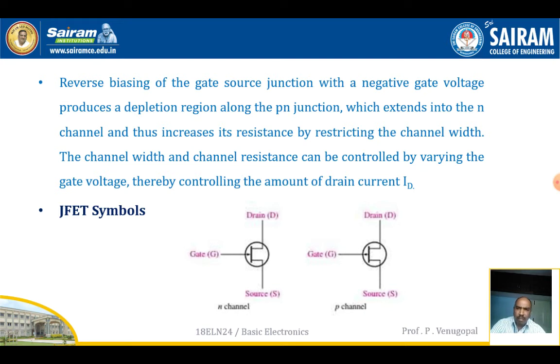So you already studied the PN junction diode. When the PN junction is forward biased, the depletion region is narrow. But in case of reverse biasing of the PN junction, the depletion region becomes widened. So like that, reverse biasing of the gate-source junction with a negative gate voltage produces a depletion region along the PN junction, which extends into the n channel and thus increases the resistance by restricting the channel width. The channel width and channel resistance can be controlled by varying the gate voltage, thereby controlling the amount of drain current ID.